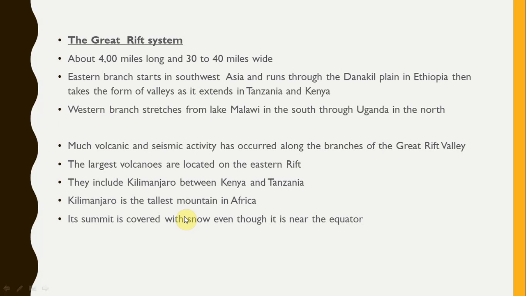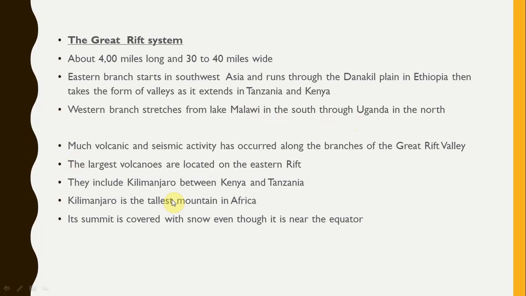Let's talk about the system of the Great Rift. It is about 4,000 miles long and from 30 to 40 miles wide. We have the eastern branches and we have the western branches of the rift. The eastern branches started in Southwest Asia and run through the Danakil Plain in Ethiopia, then take the form of valleys as they extend into Tanzania and Kenya. But the western branch stretches from Lake Malawi in the south through Uganda in the north.